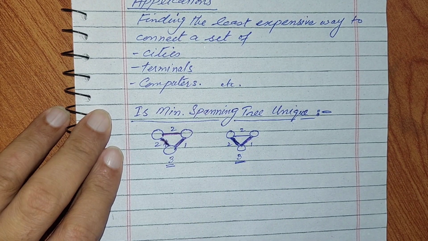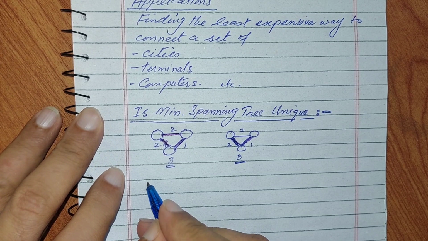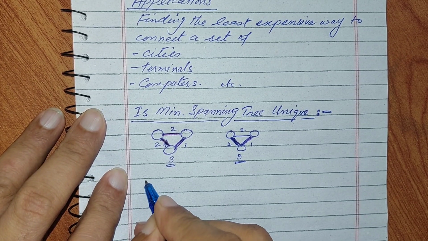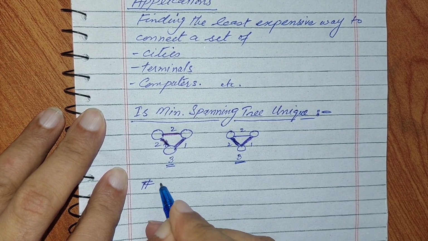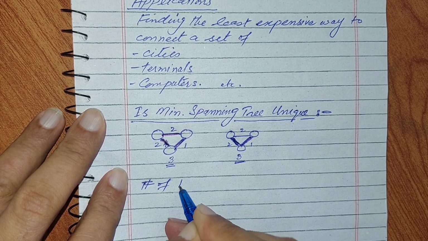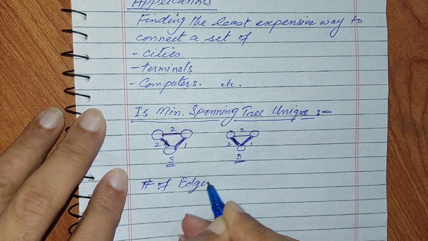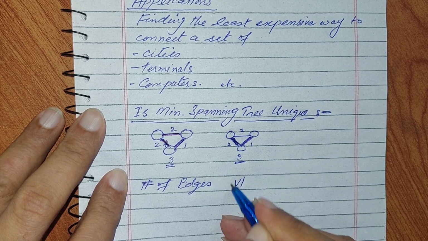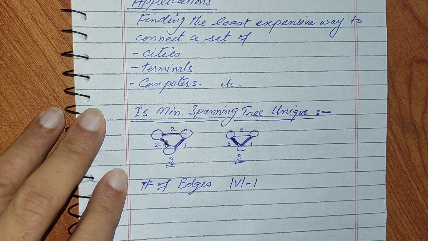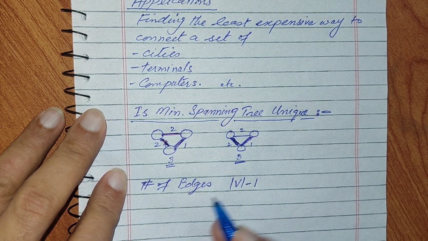And as we know that this is a spanning tree, the number of edges in this spanning tree would always be V minus 1 because it should be connected and it is a tree.